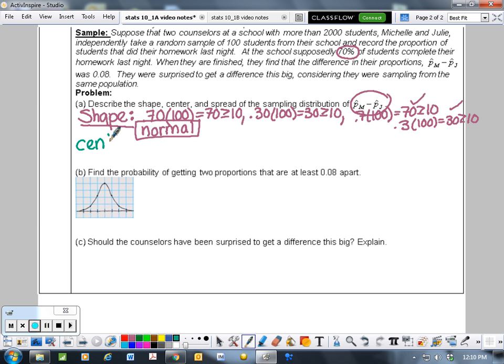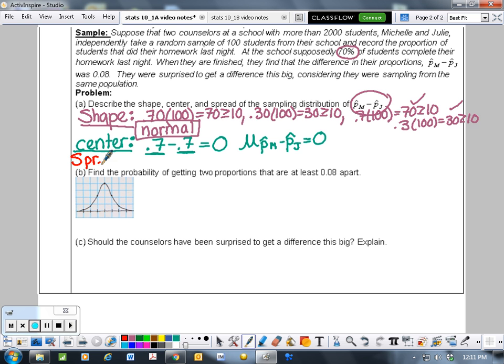Okay, so now what's the center? So center is calculating the center or the mean of our sampling distribution. So the mean should be 0.7 minus 0.7 because the mean for this one should be 0.7. The mean for this one should be 0.7. So when I subtract, I'm going to get a center of 0. So that mean of the sampling distribution, p_M minus p_J, because these are proportions we're working with, is really just 0.